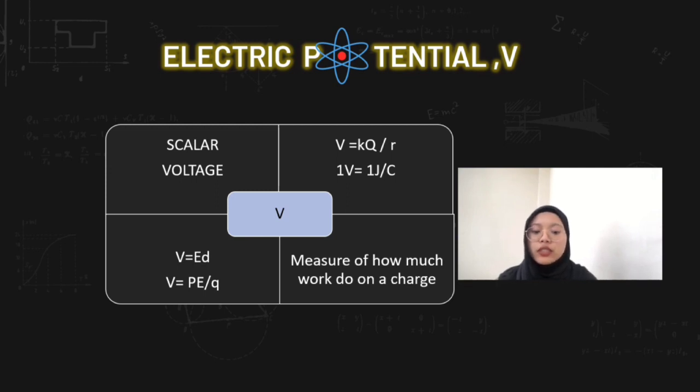1 volt equals 1 joule per coulomb, and electric potential is a measure of how much work is done on a charge. The electric potential V can also be defined as ED. It can also be related to potential energy and Q using the volt.